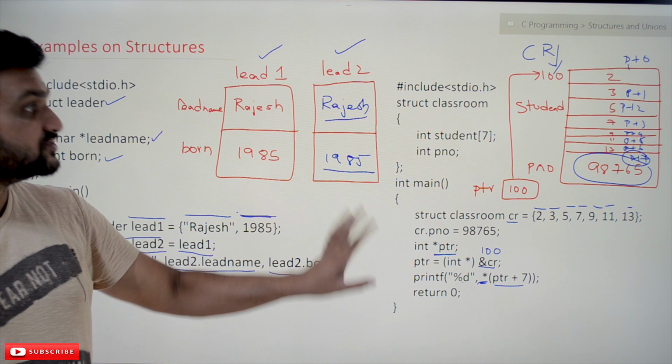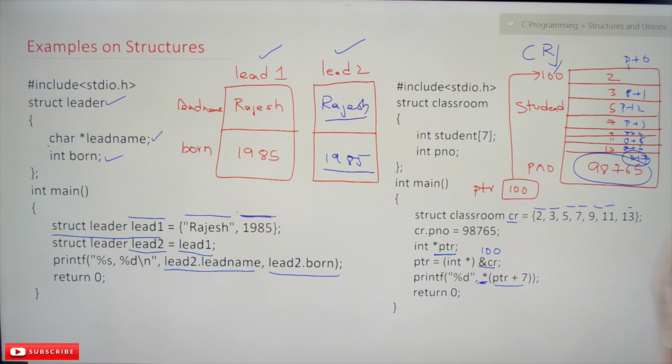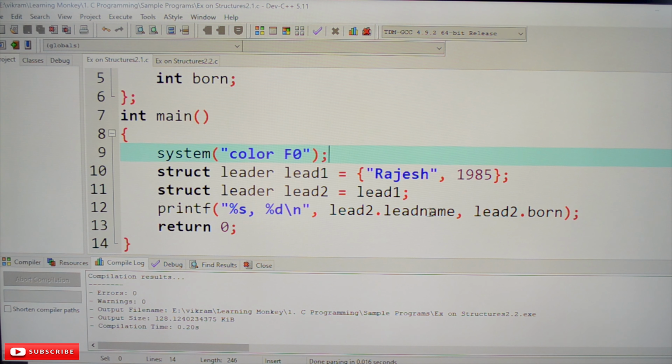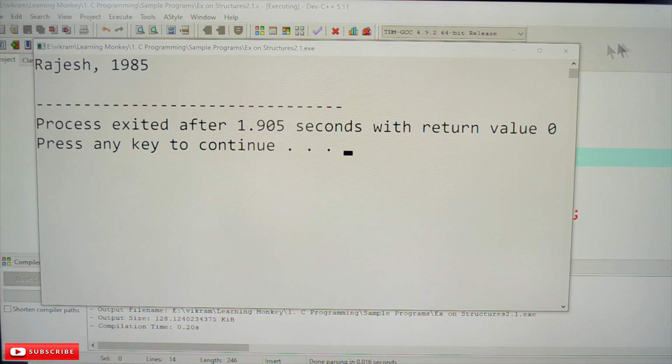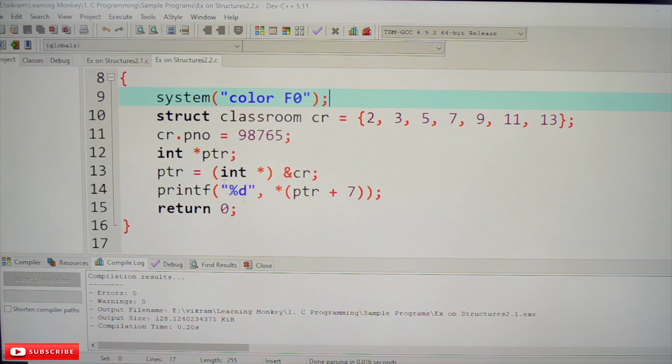Let's try to execute both these examples and see whether we are getting the right outputs, whether these things are working or not. This is our first example, the same example, lead2 lead name. We are trying to print the leader's name after assignment. See here, Rajesh 1985 has been printed. And the next one is our second example, and we'll see what it will print.